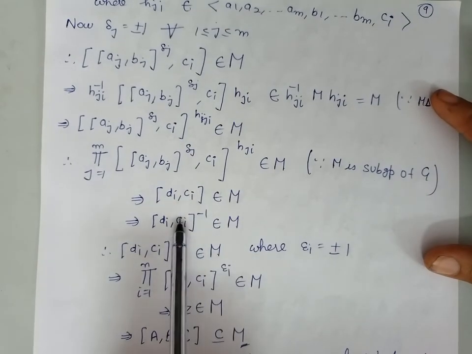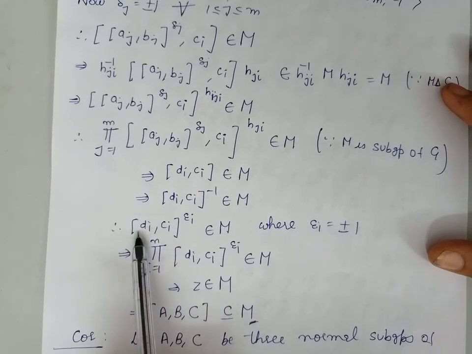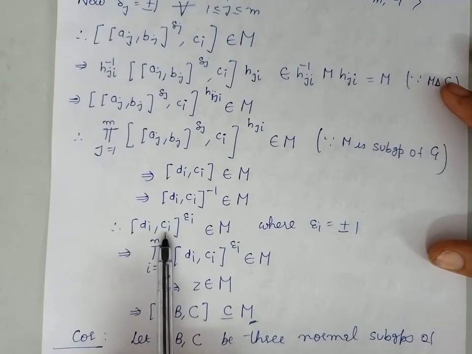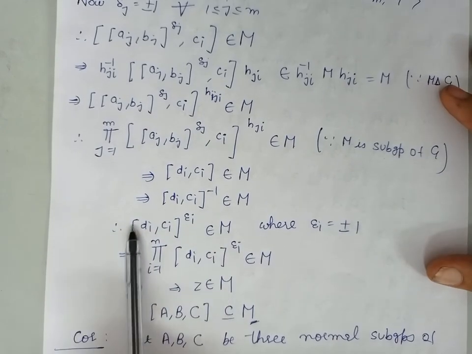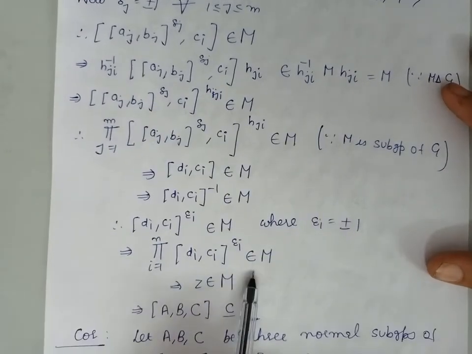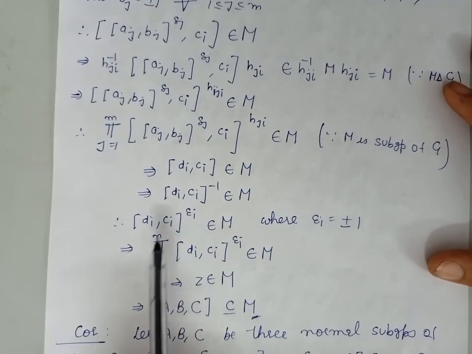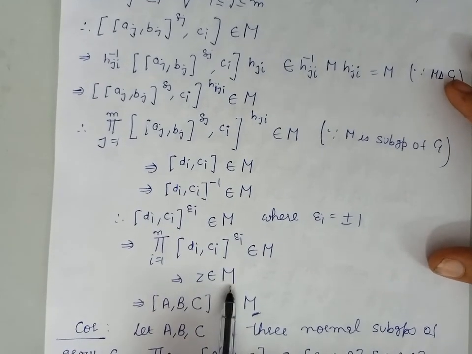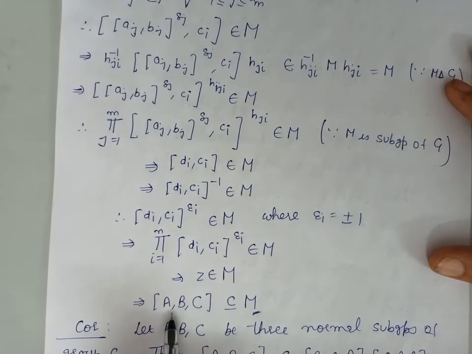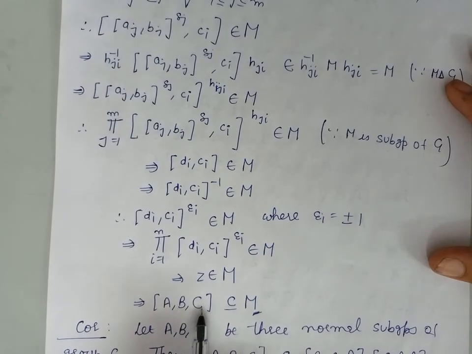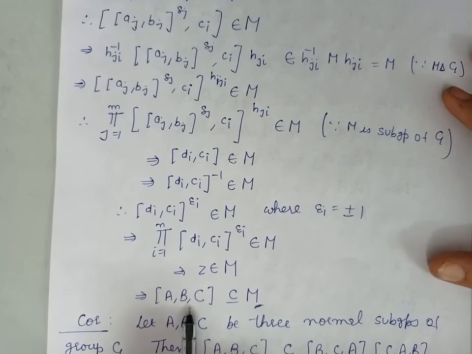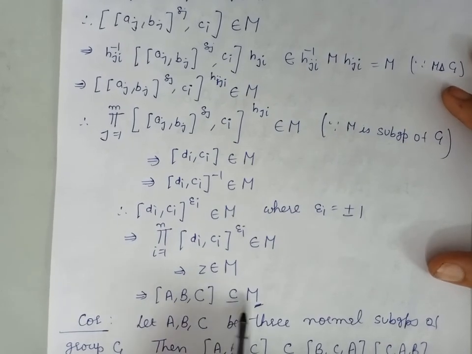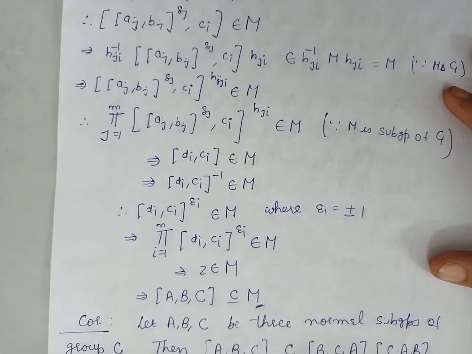So in general, combining the two, we can say that the commutator of Di with Ci with power epsilon i belongs to M. And because this belongs to M, their products will also belong to M. And this is element Z. So we can say that Z belongs to M. Z was an arbitrarily chosen element from the commutator of subgroups A, B, and C, and that is belonging to M. So we can say that the commutator of subgroups A, B, and C is contained in M.